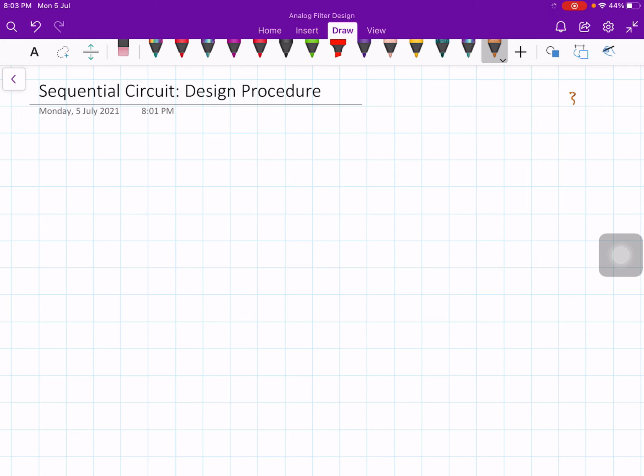So in this lecture, let us discuss the design procedure of sequential circuit. So we can also call it design methodology. So it is design procedure, or design methodology. So this is a very, very important step in digital system design.